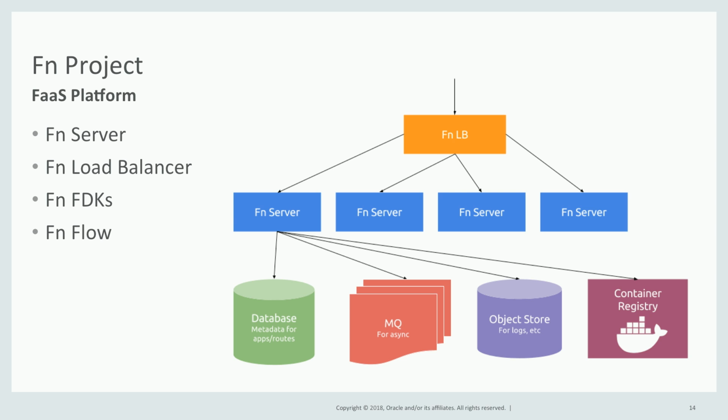Given that we are using containers, we are using Docker, we also need to have a container registry. It can be a public one or a private one, it doesn't really matter. So that's basically a very high-level overview of the architecture. What we also have are FDKs. FDK stands for Function Development Kit. It's basically a kit that you can use to more easily write functions.